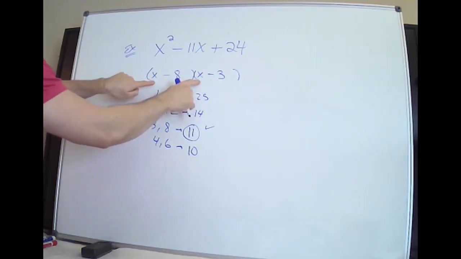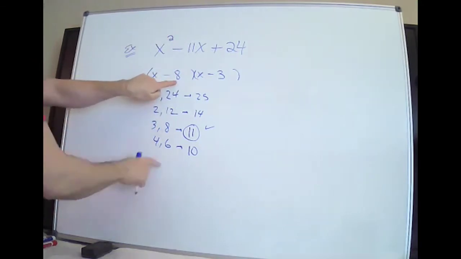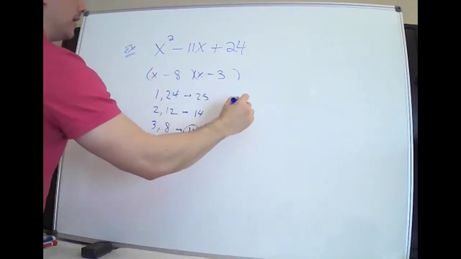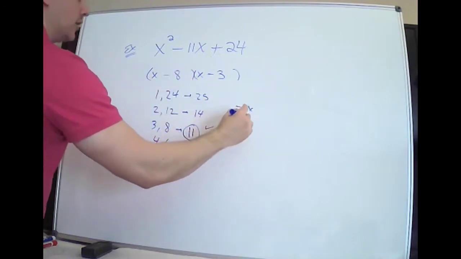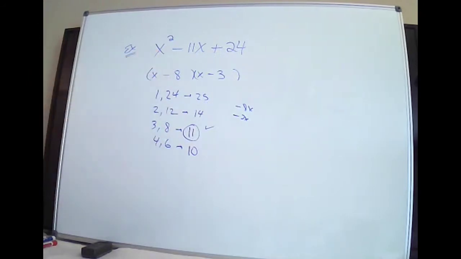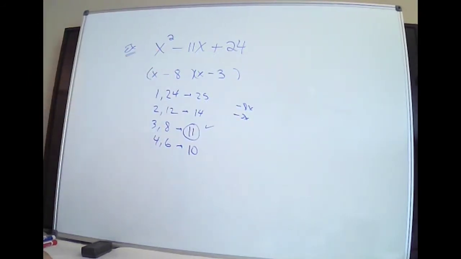So first, X and X, X squared, done. Negative 8 times negative 3, boom, positive 24. And you get negative 8x on the inner, and you get negative 3x on the outer. Negative 8x and negative 3x makes the negative 11x in the middle.